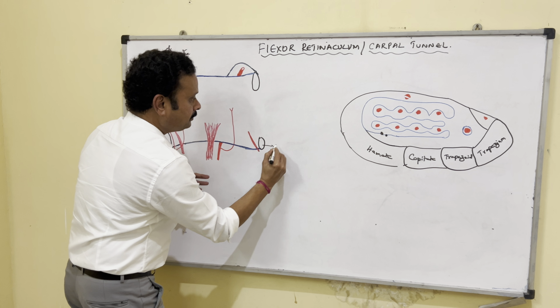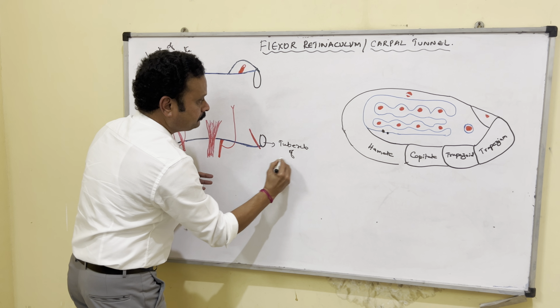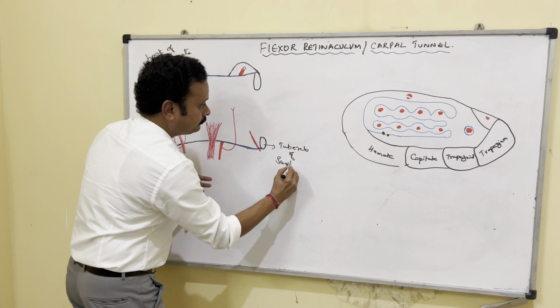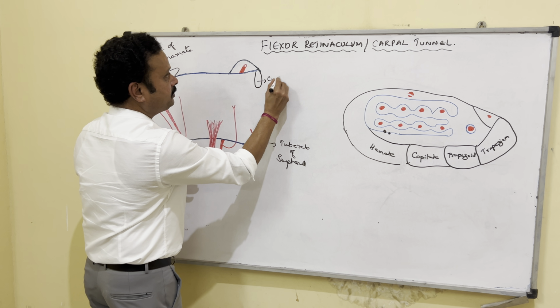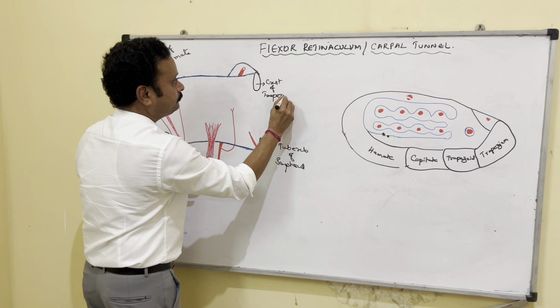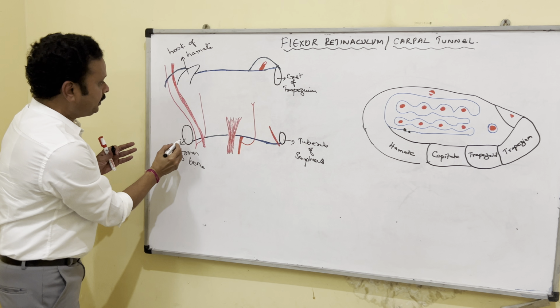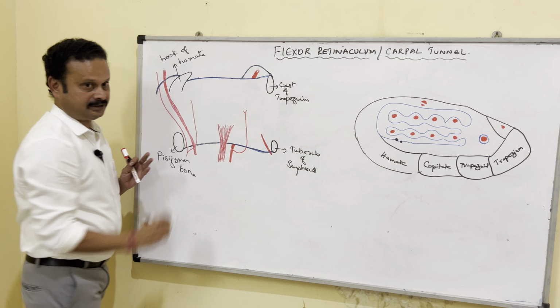Laterally, the tubercle of scaphoid and the crest of trapezium. So medially it is bounded by pisiform and hamate, laterally by scaphoid and trapezium.